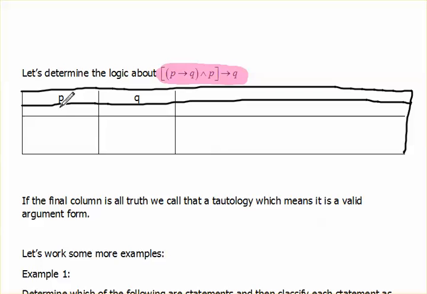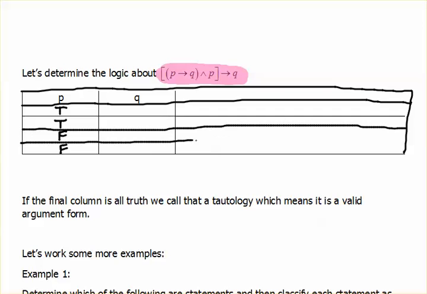So I need P could be true, true, false, false. So I need to make these lines. Bear with me just a second here while I do this. And then Q could be true, false, true, false. These are the only four situations that can possibly happen. Okay, so now looking at this, let's break it down. Looking at order of operations, let's do the very inside first. So my very first portion is going to be P implies Q.